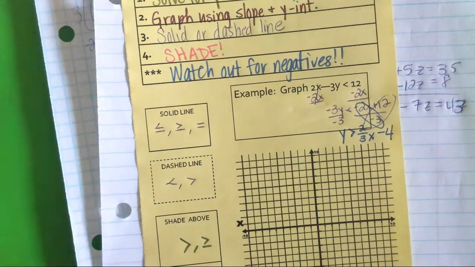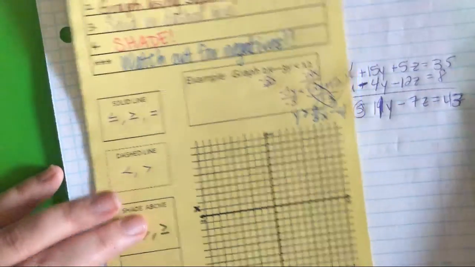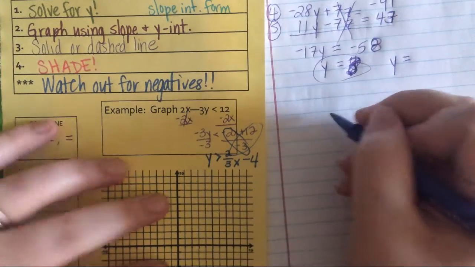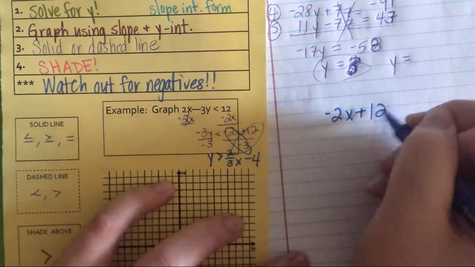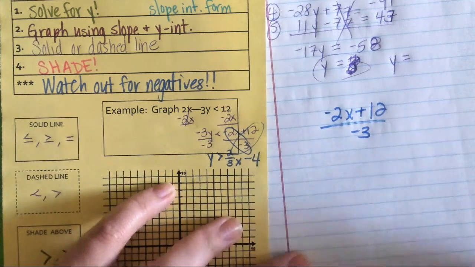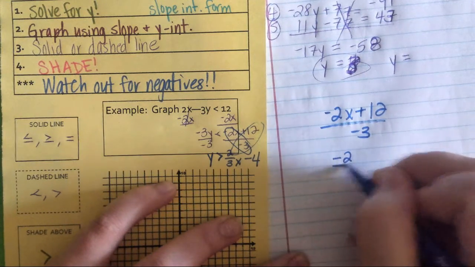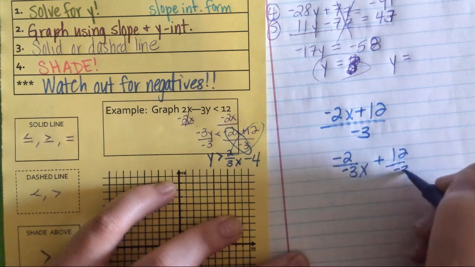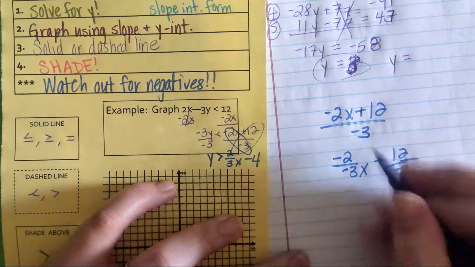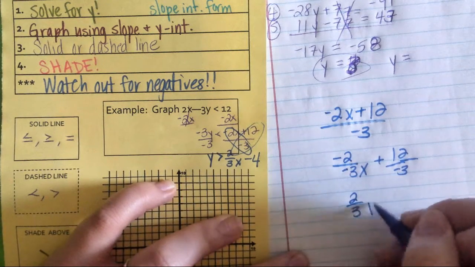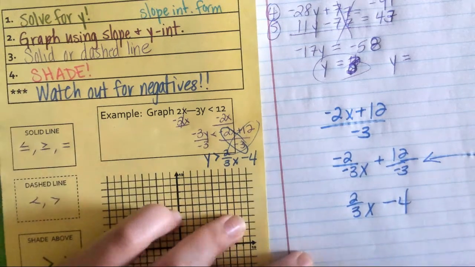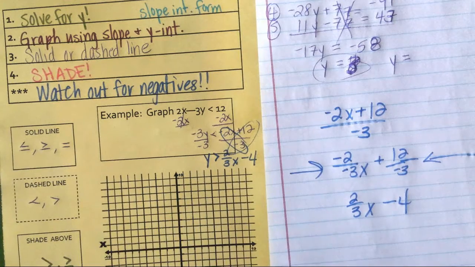Okay, again, what Ms. Compton is doing, and there's not a lot of room for me to show it up there, so let me pull out my other paper for today. I had negative 2x plus 12 over negative 3. I'm breaking it into two fractions: the negative 2 over negative 3x and the 12 over negative 3. I'm just skipping that step because I already know in my head that means positive 2/3 x and negative 4. I'm skipping this middle step in my head. If you can't skip that middle step and you need to write it down, that's fine. I honestly just don't have enough room in my handout.